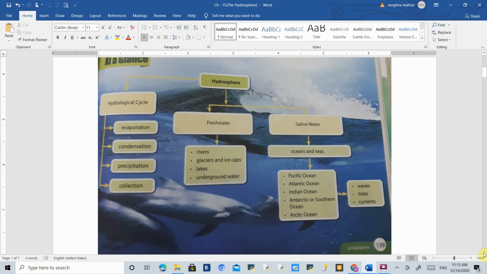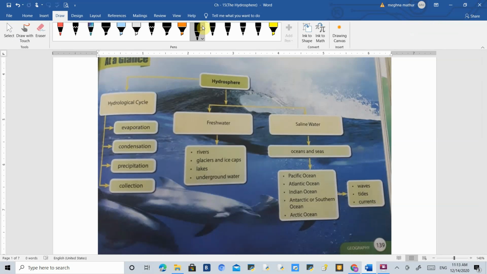Now in this flow chart, you can see first of all, regarding how water is sustained on the earth. So, water is sustained on the earth with the help of the hydrological cycle, in which the water is taken up by the process of evaporation and transpiration, and again it is deposited by way of precipitation. Okay, so this is the hydrological cycle, which you must have learned in the previous classes also.